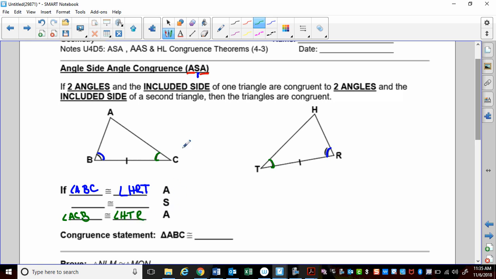These are my 2 angles. The side has to be in between them. Do you see the side connects these 2 angles? And this side connects these 2 angles. So this is side BC. We name a side with 2 capital letters and a line above it. It's congruent to side TR.